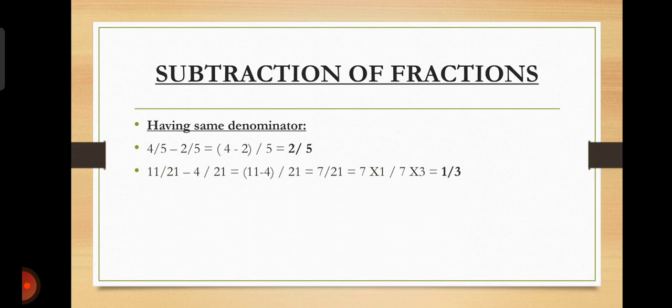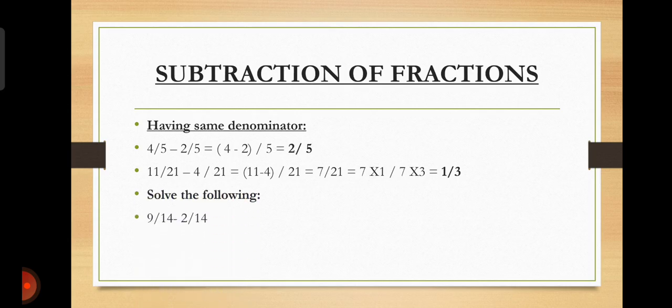The next sum is 11 by 21 minus 4 by 21. So 11 minus 4 is 7, 7 by 21. And 21 is further divisible because 7 threes are 21. So the entire fraction 7 by 21 can be further simplified or reduced to 1 by 3.